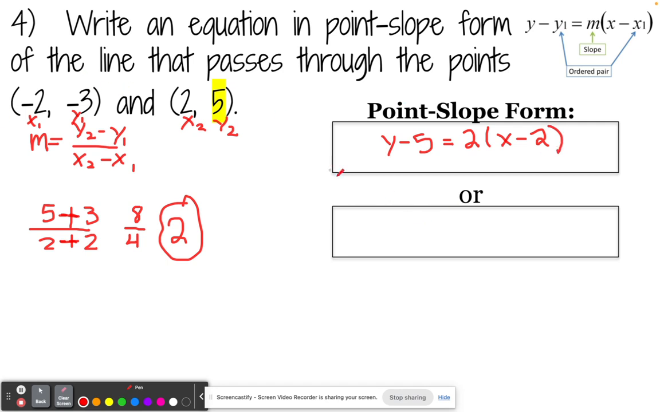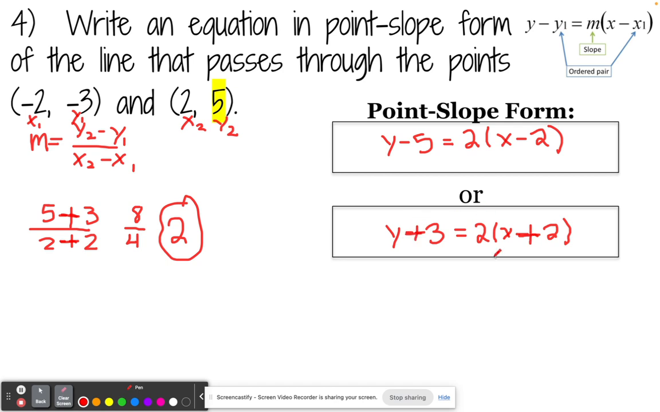Let's look at my next one. Y minus, this time I have a negative 3, equals, my slope is still 2 times x minus, and I have a negative 2. And for both of those minus and negatives, I can make them into plus.